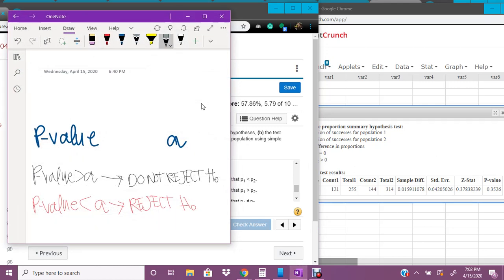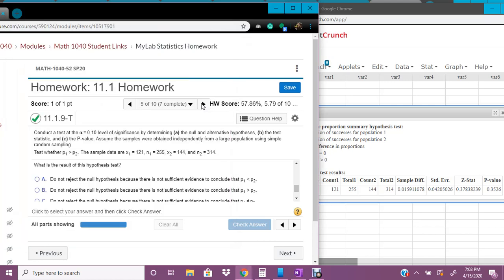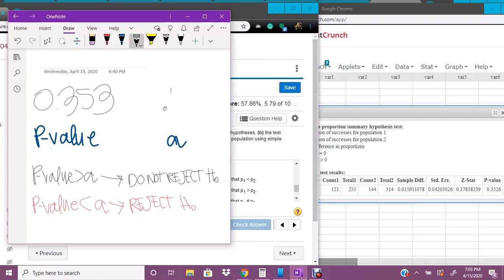So I'm going to write down what our p-value is. Let's use this one. 0.353, we'll round up. And then our level of significance is 0.10. We'll put a 0 in front. And our p-value is greater than the level of significance: 0.353 is greater than 0.010.